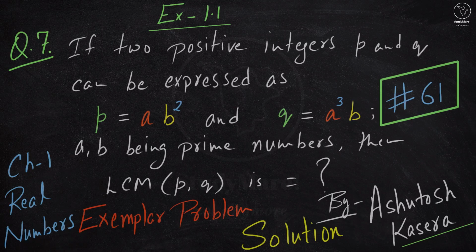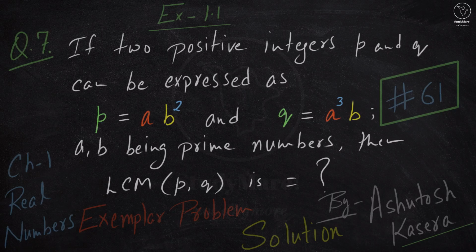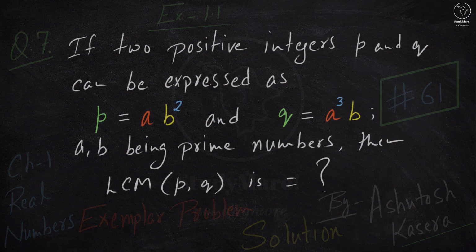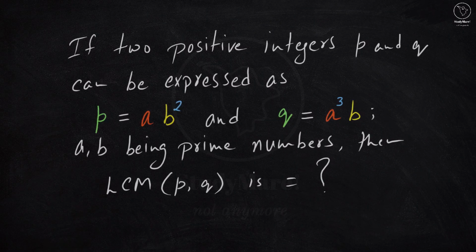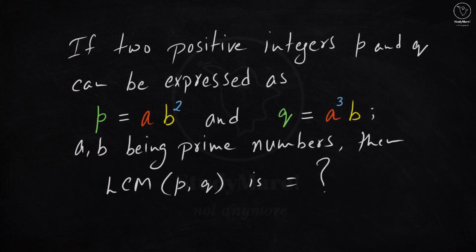If two positive integers p and q can be expressed as p equals ab² and q equals a³b, a and b being prime numbers, then what is the LCM of p and q? Now this is quite similar to the previous question. The only difference is there we had to find the HCF and here we have to find the LCM.